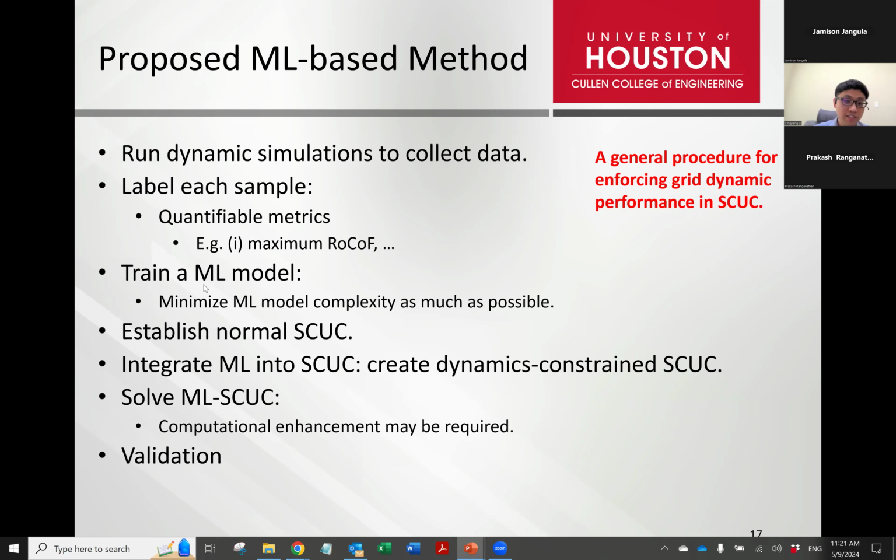Also, it can be considered as an approximation to the exact differential equation representations. Then we integrate this machine learning model into the day-ahead energy scheduling model. That's how we created a machine learning-based dynamics constraint unit commitment model. Then we solve this machine learning integrated unit commitment model. Of course, this model is much more complicated compared to the traditional SUC, but at least we are able to model the dynamic performance when we do the day ahead energy scheduling. At least we'll be able to develop some additional computational enhancement schemes so that we can solve the problem.